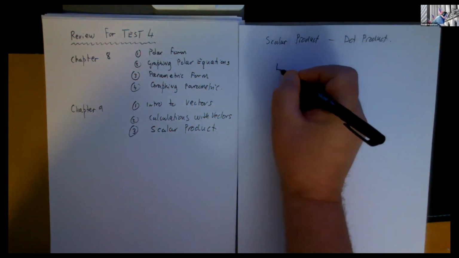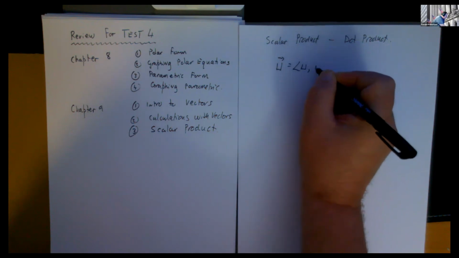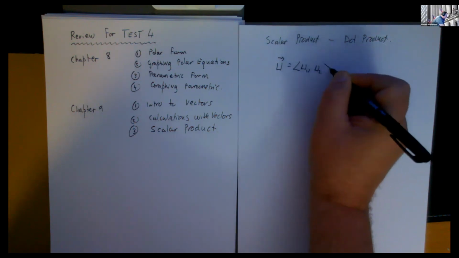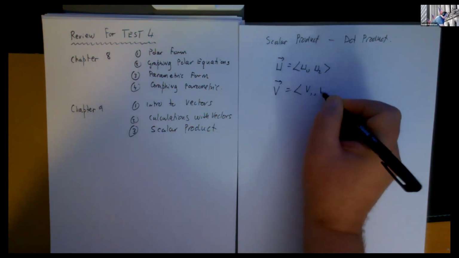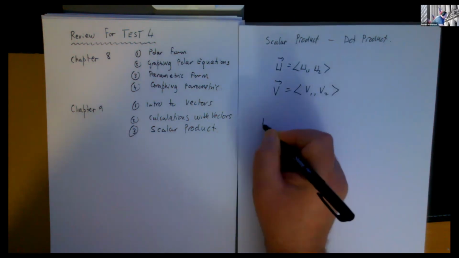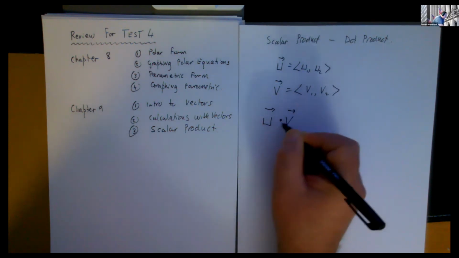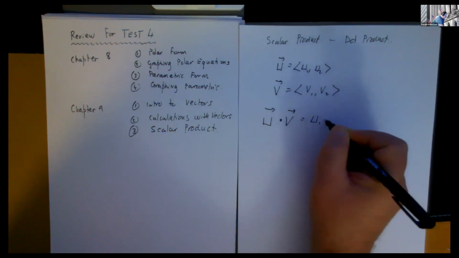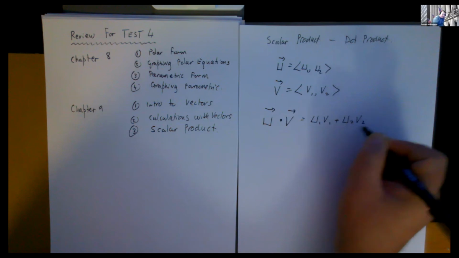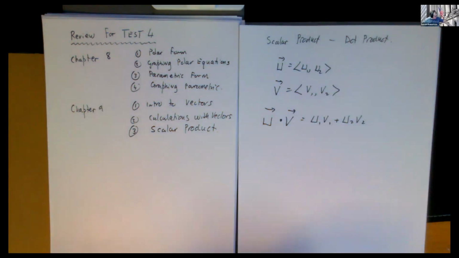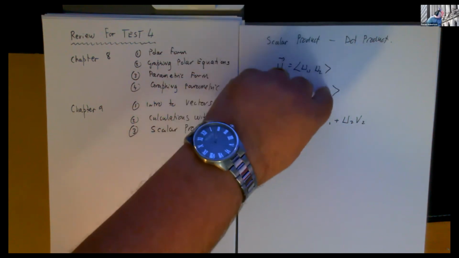Suppose you have a vector u, and I'm going to call its components u1 and u2. And I have a second vector v, and I'm going to call its components v1 and v2. Then the dot product, written as u dot v, is actually a number. We call numbers and vectors scalars. So it's a scalar equal to what you get when you multiply these two together plus what you get when you multiply these two together.